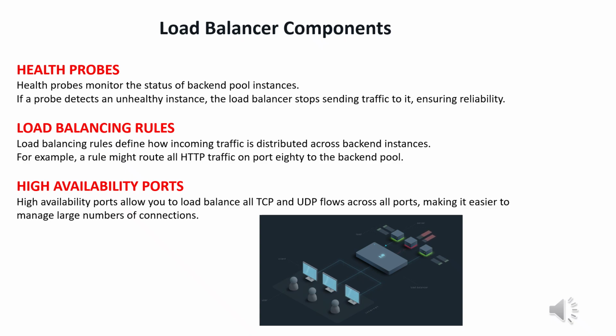Load balancing rules define how incoming traffic is distributed across backend instances. For example, a rule might route all HTTP traffic on port 80 to the backend pool. High availability ports allow you to load balance all TCP and UDP flows across all ports, making it easier to manage large numbers of connections.